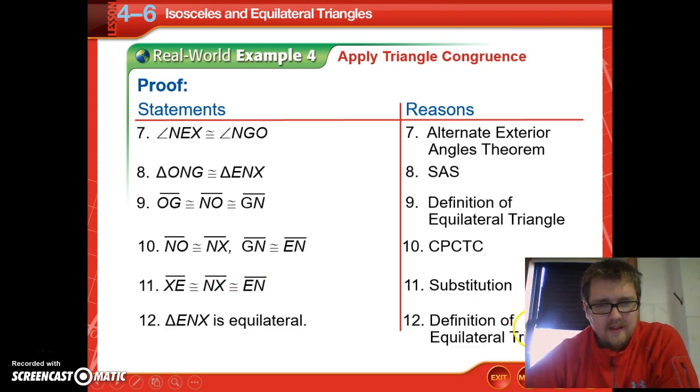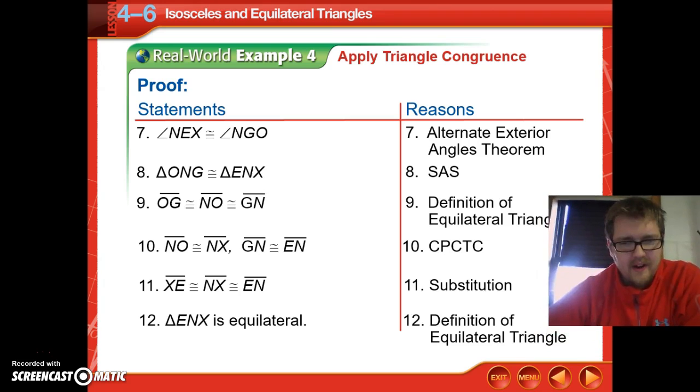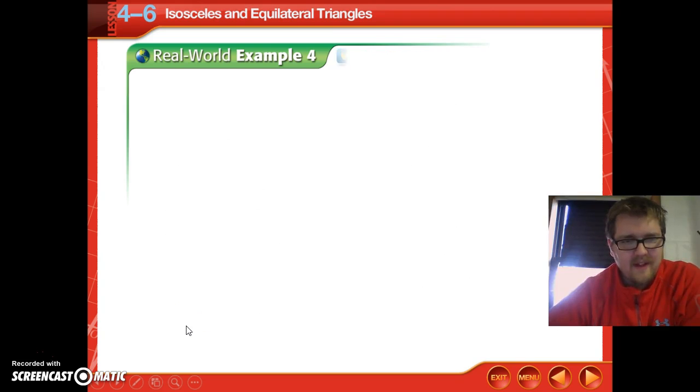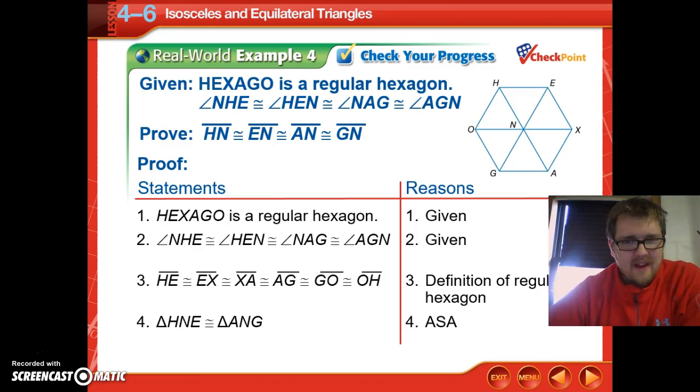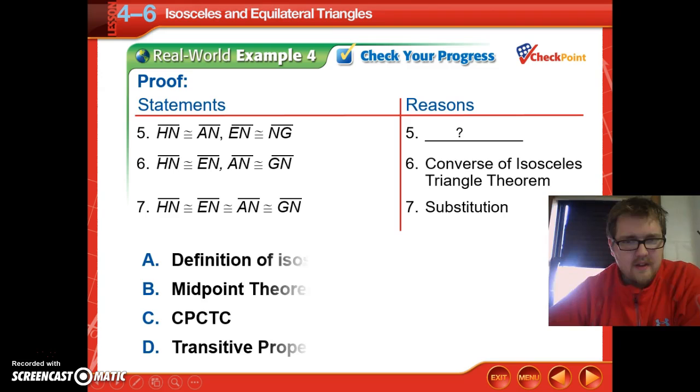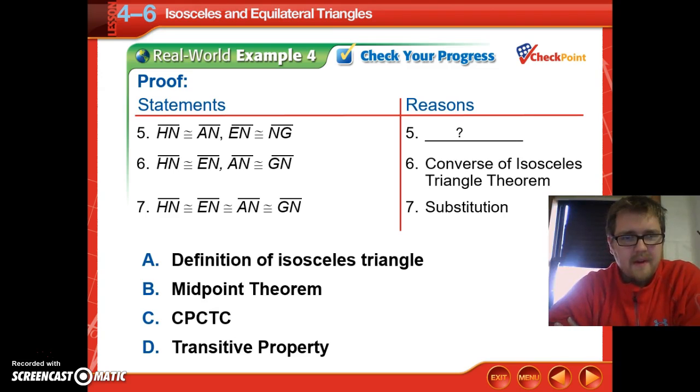So I know I did that fast, but I only have about 30 seconds left. Take a look at this proof here. Go back and pause if you need to, but after you've taken a look, and this should also be in your notes, go ahead and figure out which reason you can put in for number 5 there to complete this proof.